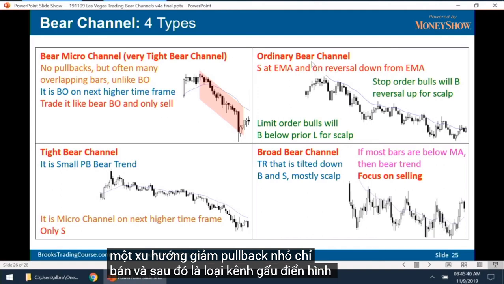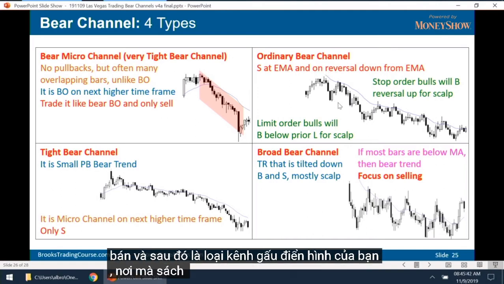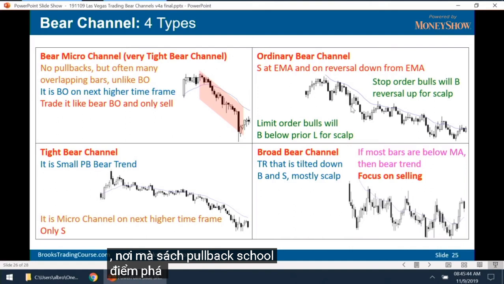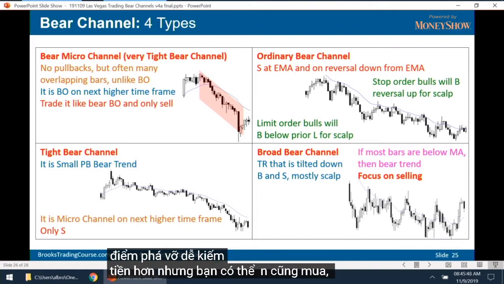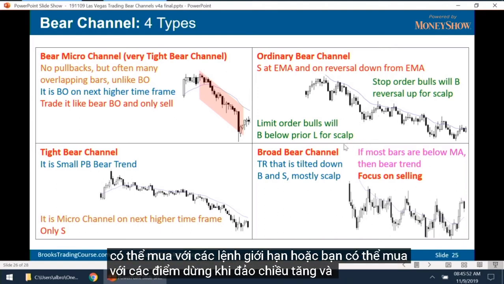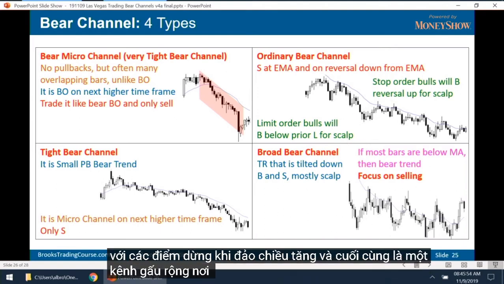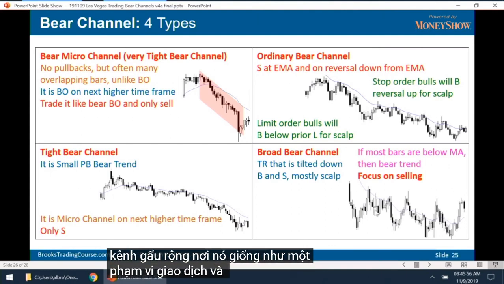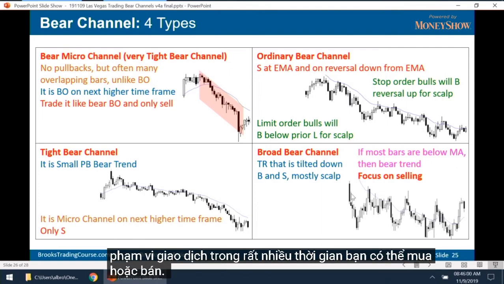And then your typical type of bear channel where pullbacks go above breakout points. It's easier to make money selling, but you can also buy. You can buy with limit orders or you can buy with stops on reversals up. And then finally, a broad bear channel where it looks like a trading range and it's in a trading range for a lot of the time. You can buy or sell.